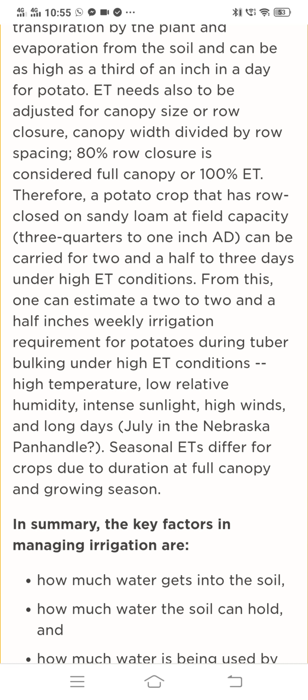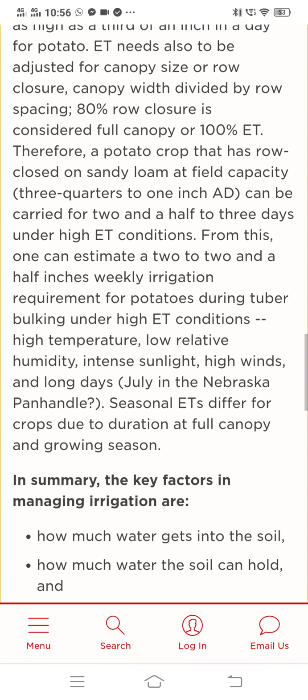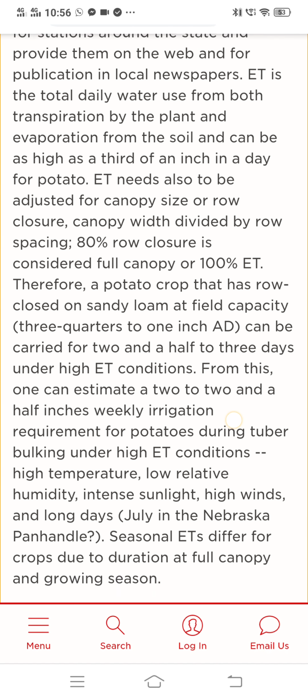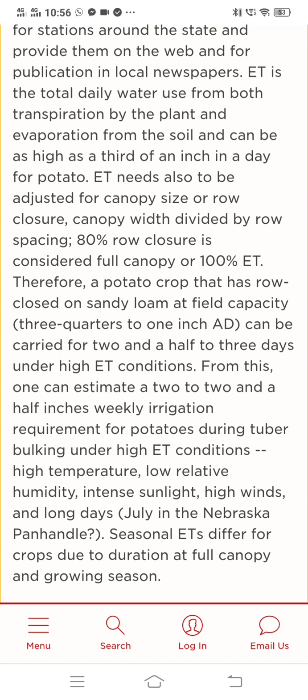It needs to be adjusted for canopy size or row closure, the seed bed which we know. So there are so many types of calculating ET, but we have to know the concept that ET data is used, and for every crop it is different.